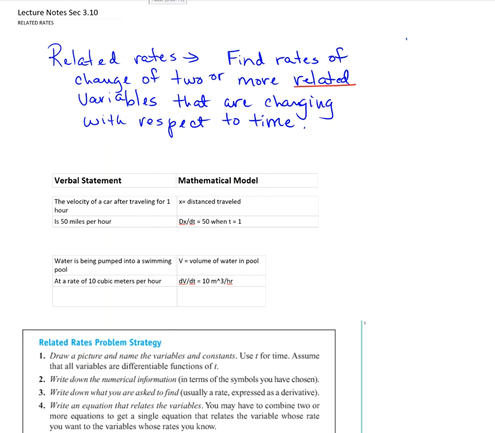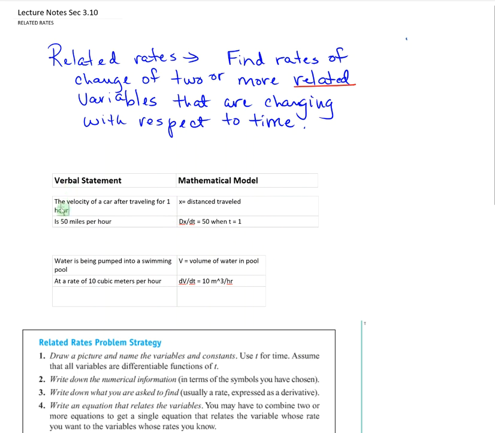This is section 3.10, and it is on related rates. Related rates have to do with trying to find the rates of change of two or more related variables that are changing with respect to time. So no longer do we have just a dy/dx, but every variable will have a dt.